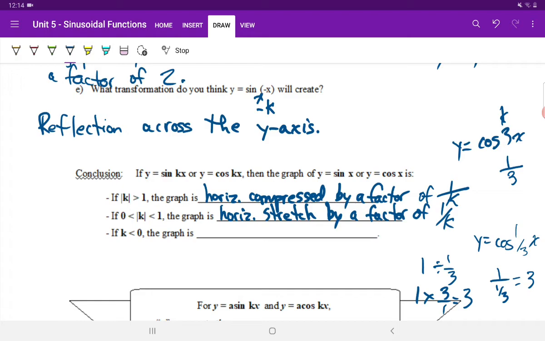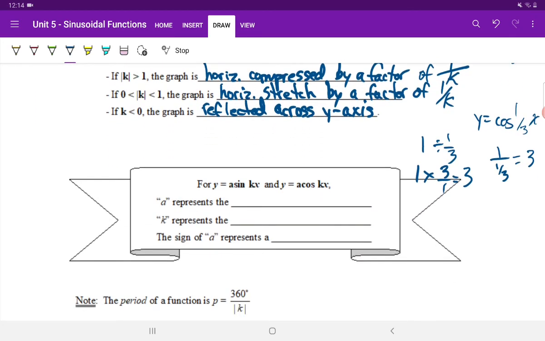And then lastly, if k is less than 0, the graph is reflected, this time across the y-axis. And that's why we saw the exact same curve, because it's just continuing on with the same curve. Whereas when it's reflected across the x-axis, you can actually see that the positive parts became negative and vice versa.